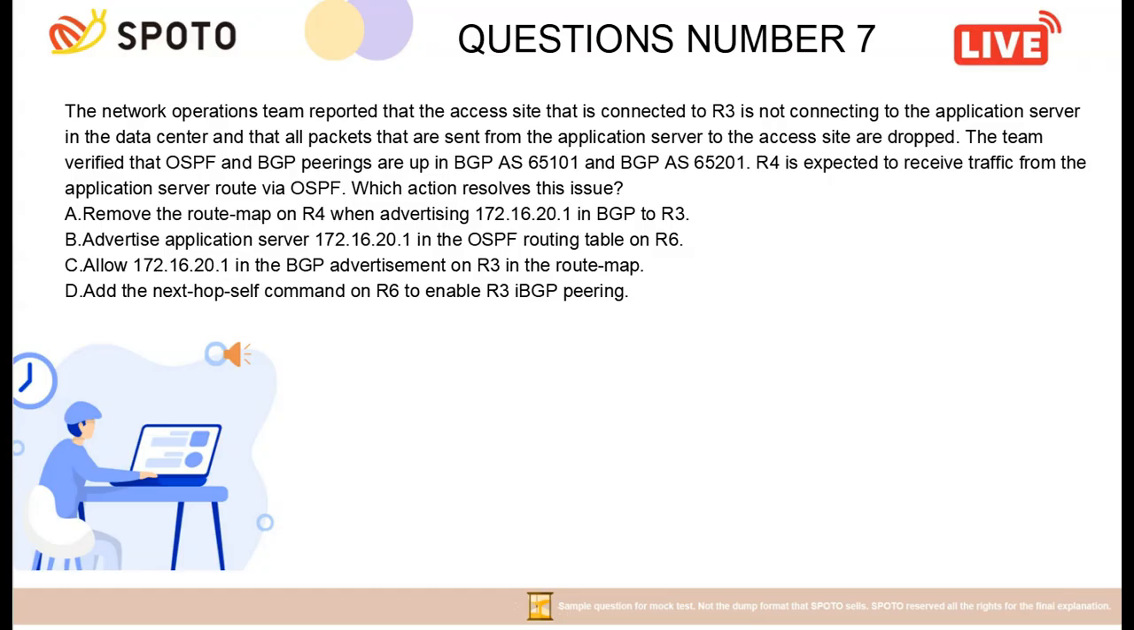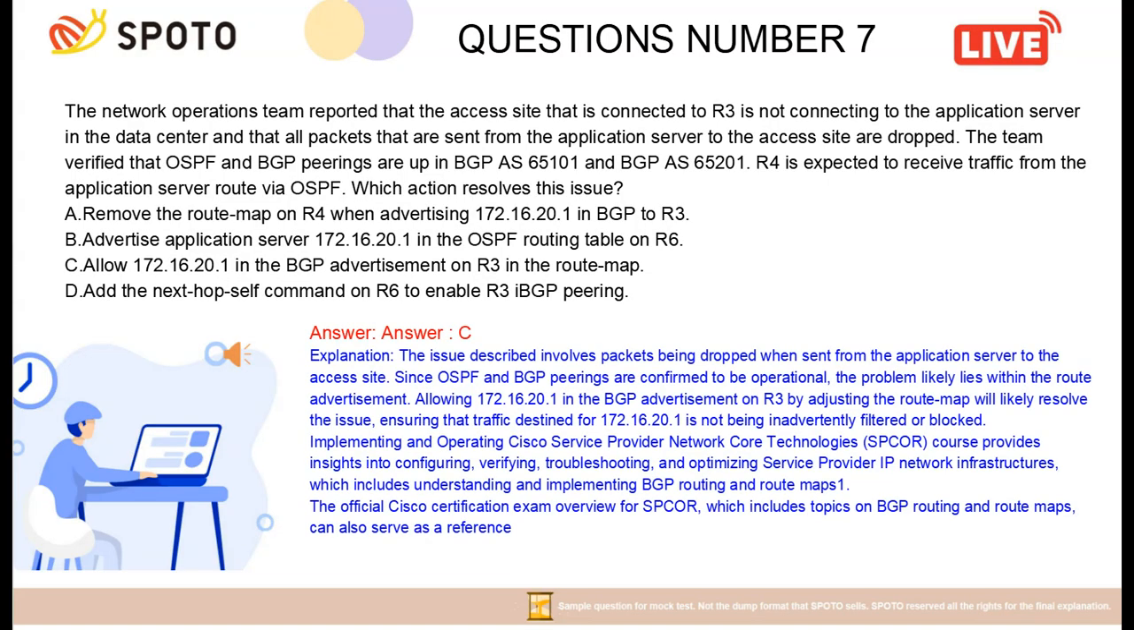Answer C. The issue described involves packets being dropped when sent from the application server to the access site. Since OSPF and BGP peerings are confirmed to be operational, the problem likely lies within the route advertisement. Allowing 172.16.20.1 in the BGP advertisement on R3 by adjusting the route map will likely resolve the issue, ensuring that traffic destined for 172.16.20.1 is not being inadvertently filtered or blocked.